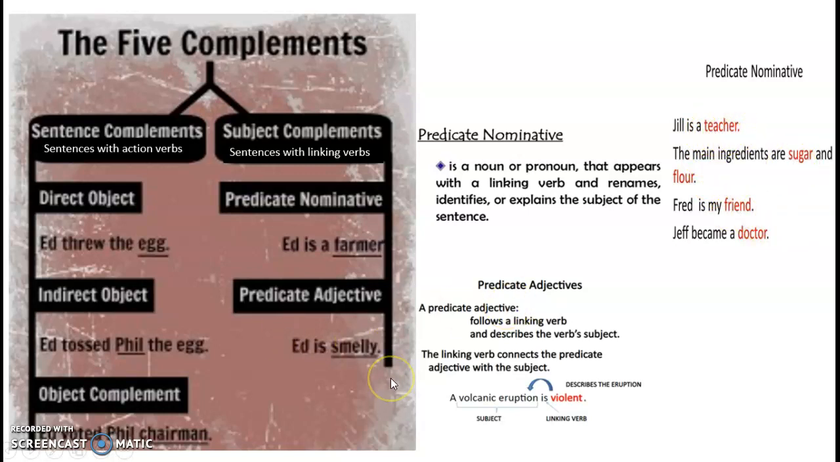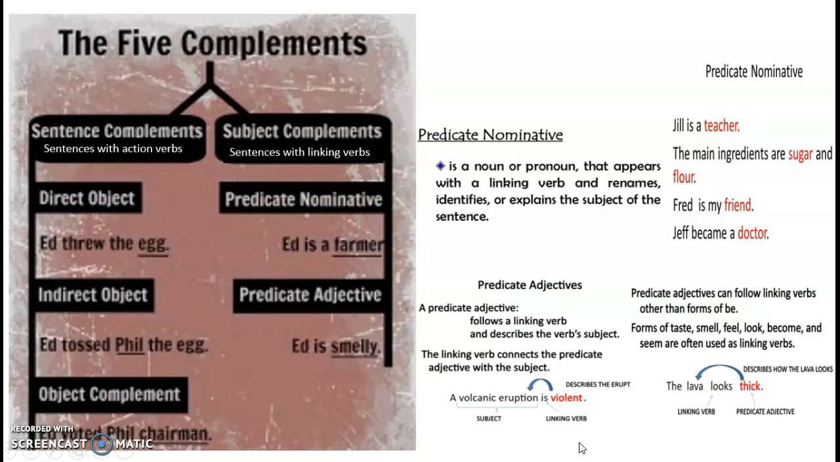And what is a predicative adjective? It's basically an adjective that follows a linking verb and describes the verb's subject. The linking verbs connect the predicate adjective with the subject. Example: a volcanic eruption is violent. What is my subject? A volcanic eruption. What is the linking verb? Is. So violent is an adjective that is describing the volcanic eruption.